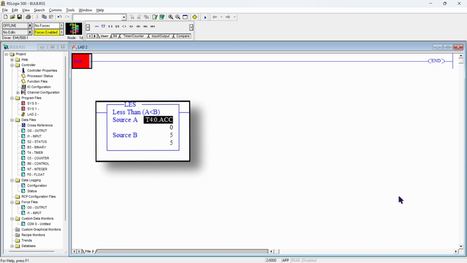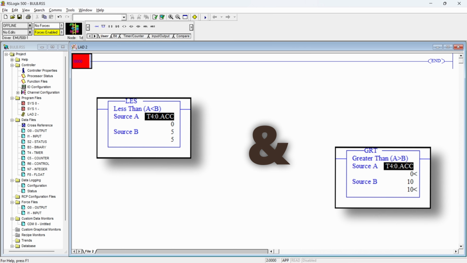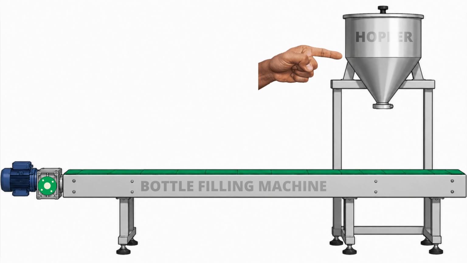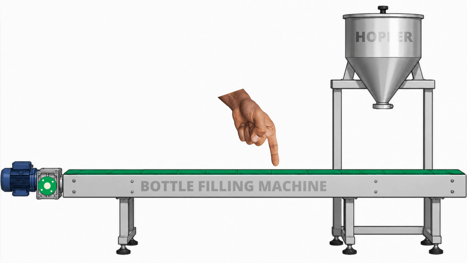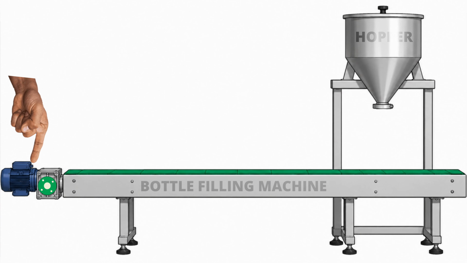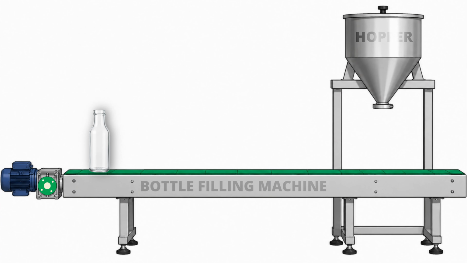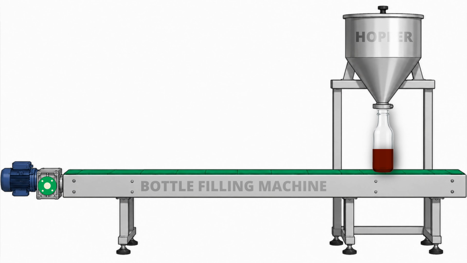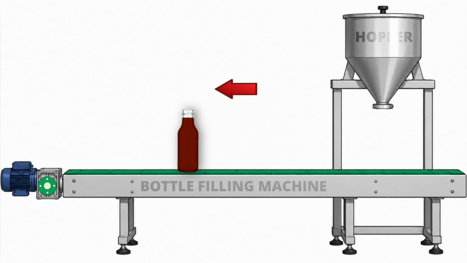To explain the less than and greater than instruction, I have a simple industrial example of a bottle filling machine where there is one hopper and a conveyor belt which is driven by a motor. Whenever the bottle is kept at the left side of the conveyor belt, it will travel to the right side under the hopper nozzle and it will get filled. And whenever it gets filled, it will travel back to the left side of the conveyor belt.